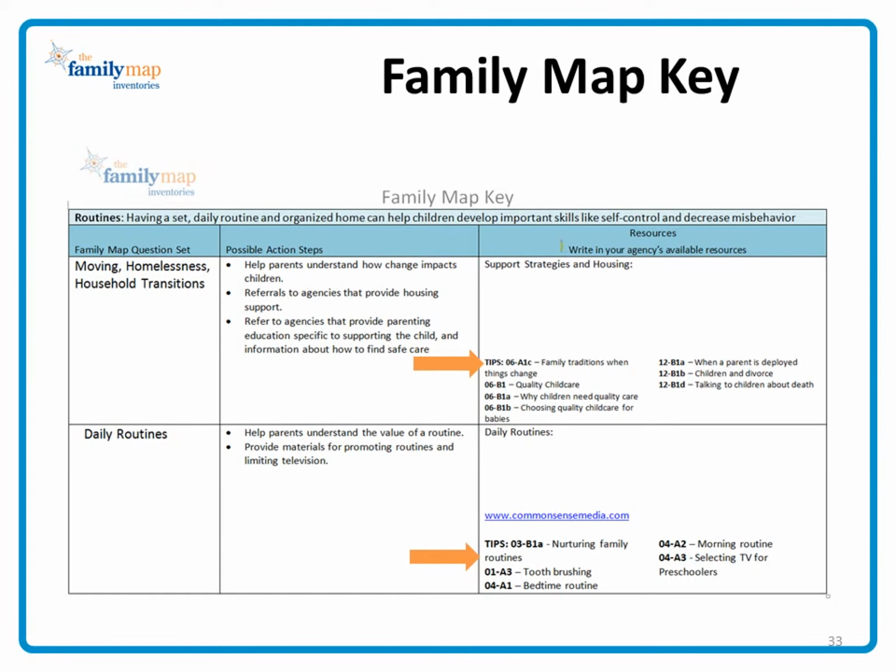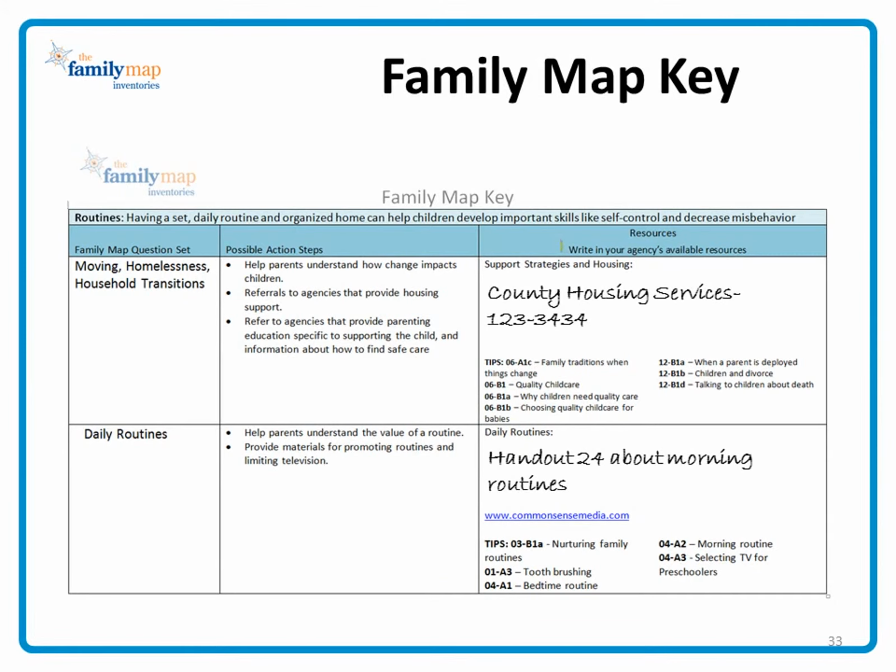So if you were out working with a family and they had a concern here, you could look at your Family Map Key and see what tips you could give the family, or if you've written in your local resources or your agency resources, you could see what other resources you have to offer this family. This can help give you a starting place for working with families and helps you do it now versus later. We encourage you to fill this Family Map Key out before you begin your interviews, so when you're out there with families, you already have this resource to just grab and look real fast.